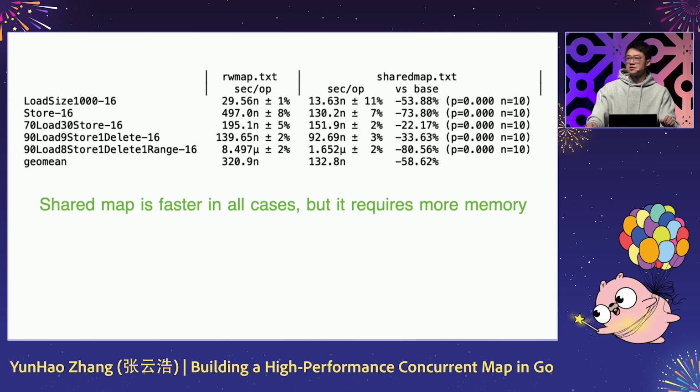But what is the price? What is the downside of the shared map? Remember, the shared map is just a bunch of maps. So it will cost more memory compared to a single read-write mutex map. And it also requires a well-designed hash function to ensure different keys will go to different submaps as much as possible.